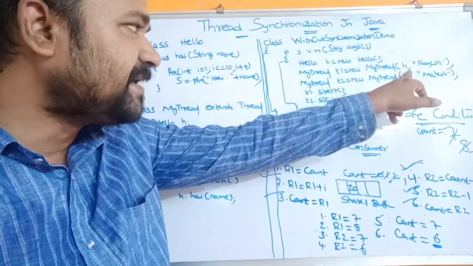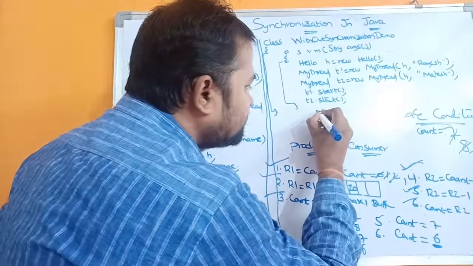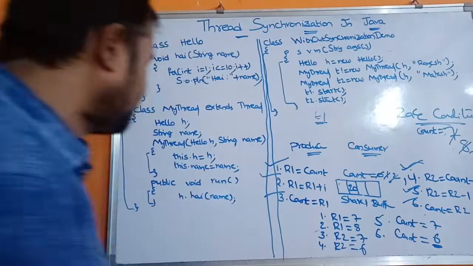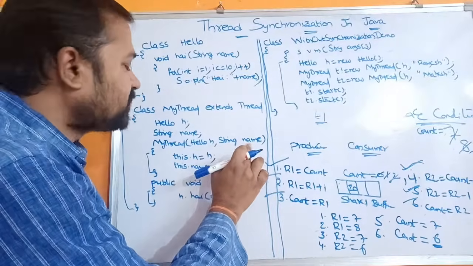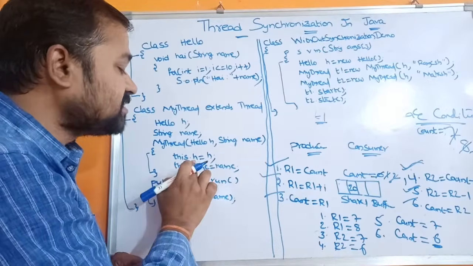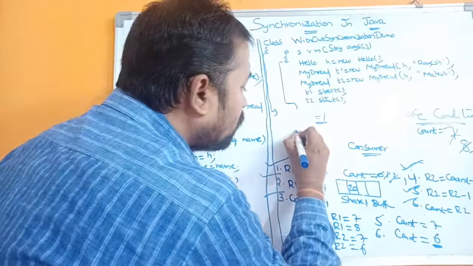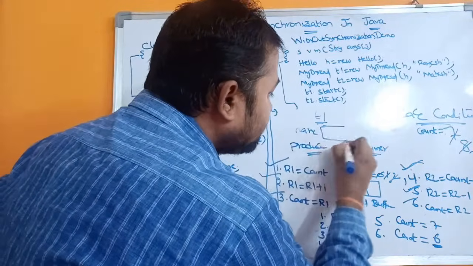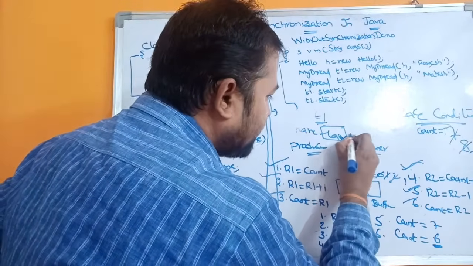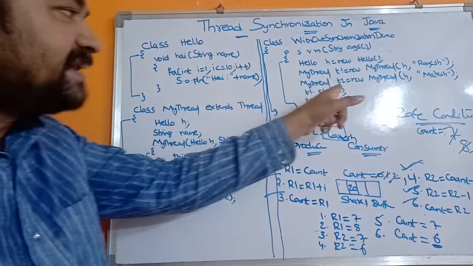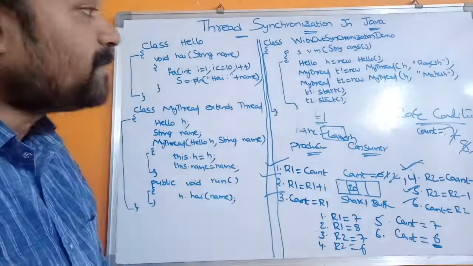Here what are the parameters? h is the parameter, Ramesh is the parameter. So what is the name of the object? t1 is the name of the object. So now this h contains h, whereas this name contains what? Ramesh. So this.h = h, this.name = name. So in t1, what is the name here? Ramesh.